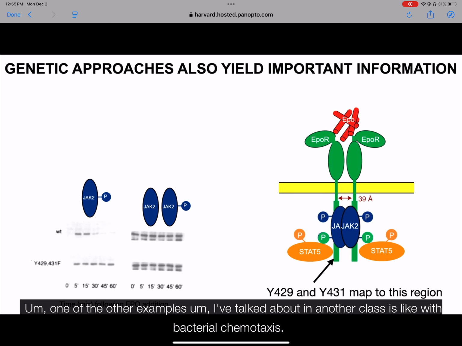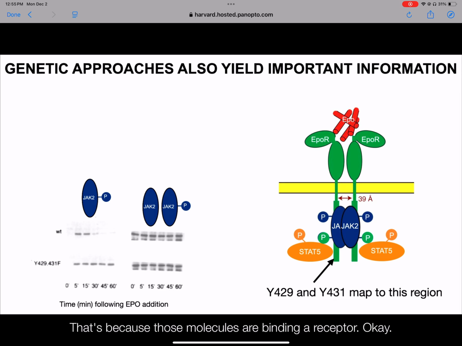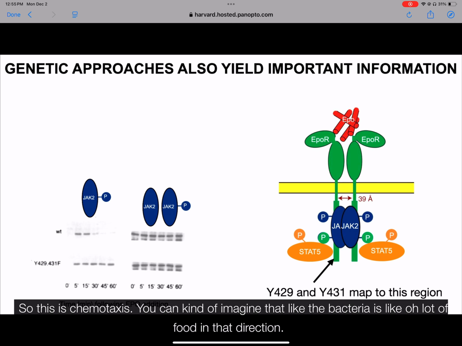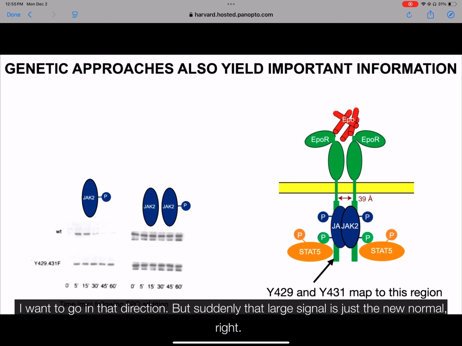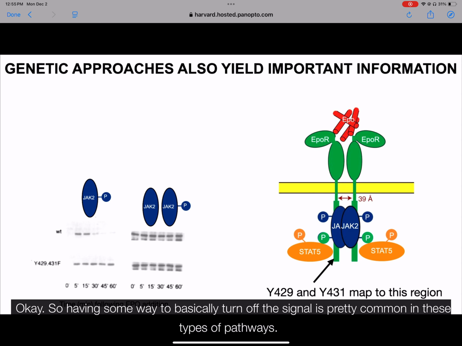One of the other examples I talked about in another class is bacterial chemotaxis. If you're sensing molecules and that's telling the bacteria to go in that direction because there's more food in that direction, that's because those molecules are binding a receptor. So this is chemotaxis. You can imagine the bacteria is like, oh, a lot of food in that direction, I want to go in that direction. But suddenly that large signal is just the new normal, right? They need to be able to detect a different change, and so they need to adapt to that new level of signal. So having some way to turn off the signal is pretty common in these types of pathways.